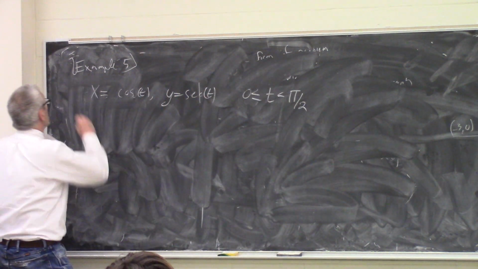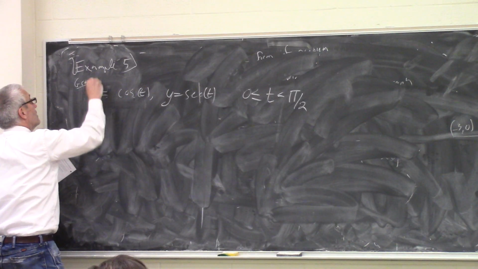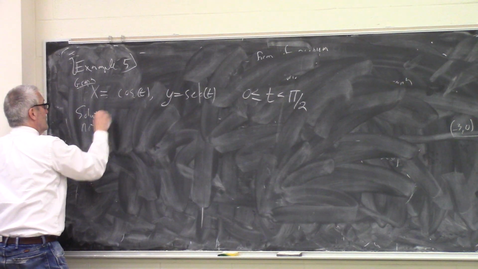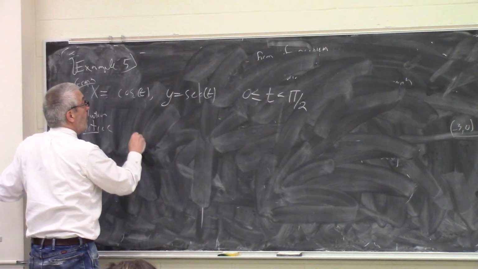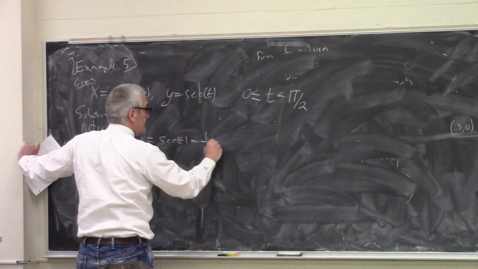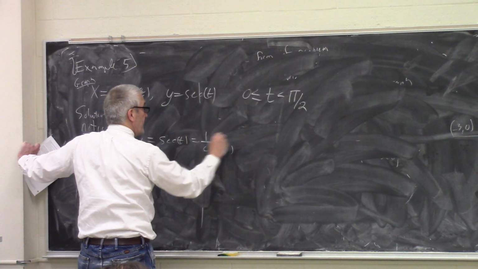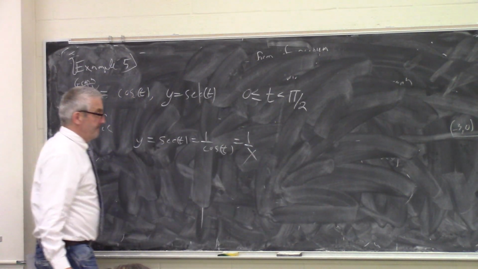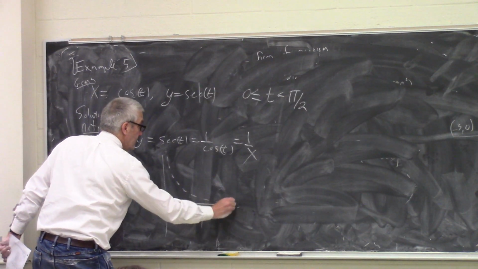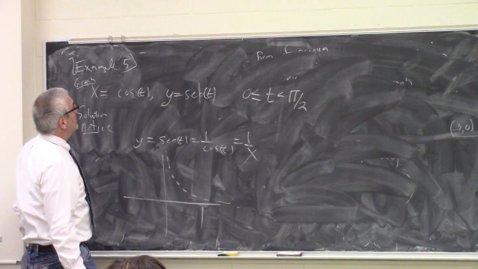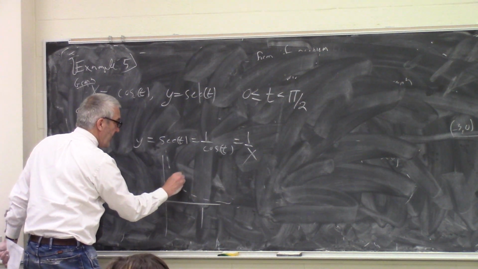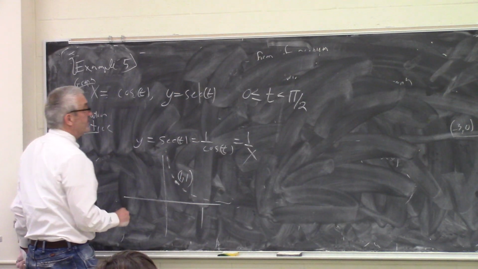Well, notice, so graph this. So notice that y is secant t, which is 1 over cosine t. So that's 1 over x. So the graph of this is going to look like the graph of y equals 1 over x. And when time is 0, cosine is 1 and secant is 1. So at time 0, this graph starts at 1, 1.